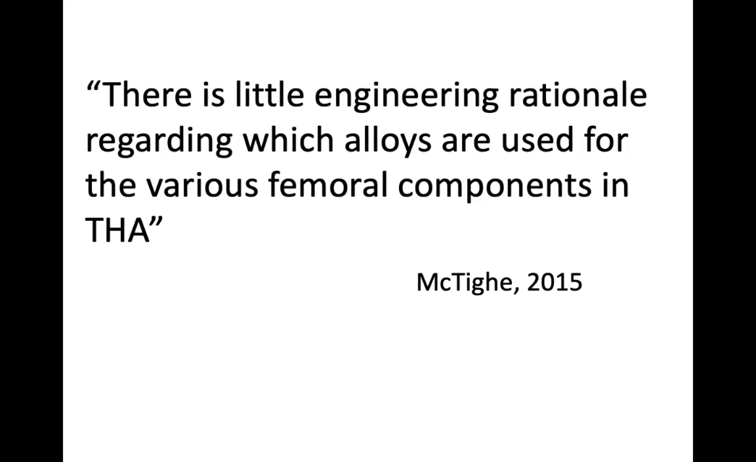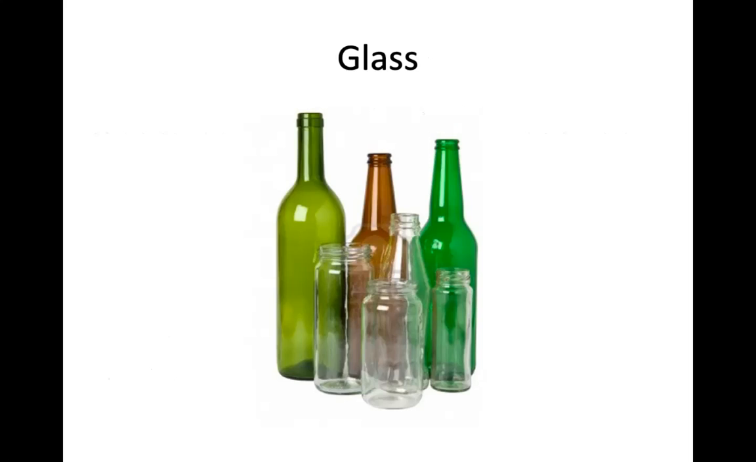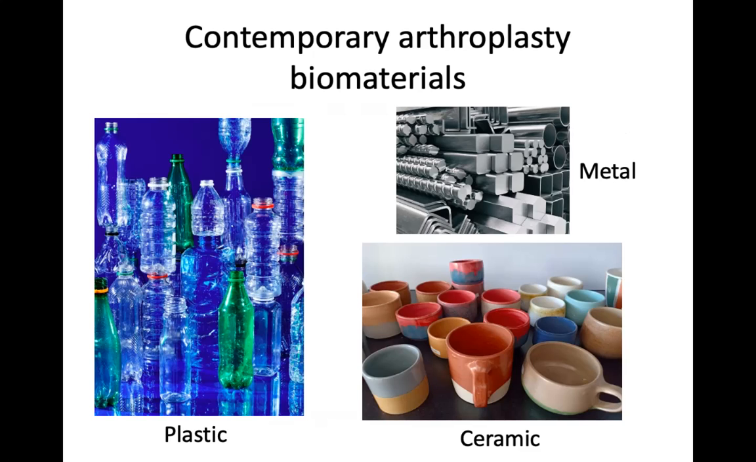In practice, successful biomaterials are often found by trial and error. And in fact, there's little engineering rationale regarding which alloys are used for the various femoral components in total hip arthroplasty. Over the years, many biomaterials have been used in arthroplasty, including rubber, glass, ivory, and the materials we use today, which include metals, plastics, and ceramics.